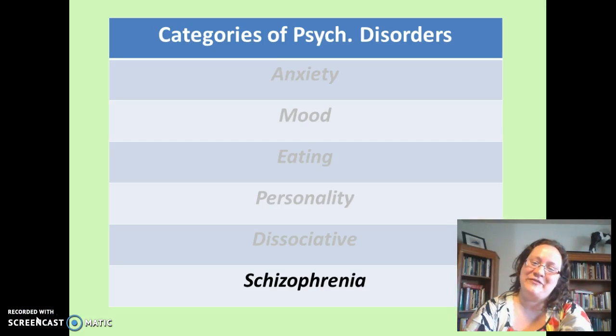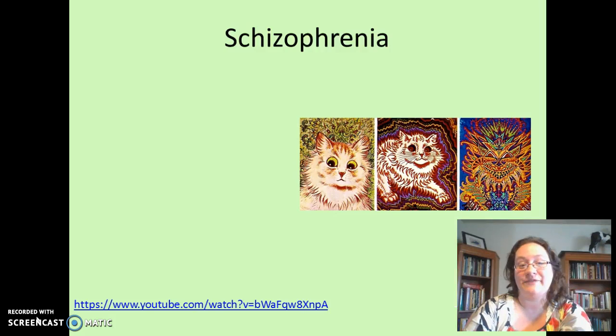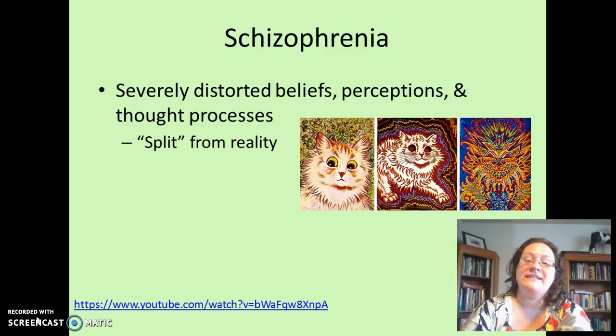This is the second video for Chapter 13, Psych Disorders, and in this video we're going to discuss schizophrenia. So in schizophrenia, we have a true split from reality. So people have severely distorted beliefs, perceptions, and thoughts. This kind of picture here of the cat shows how this occurs.